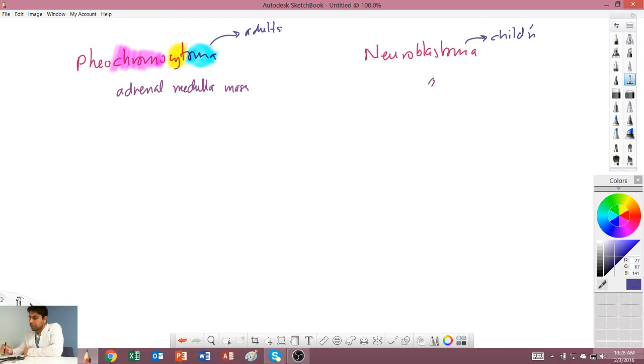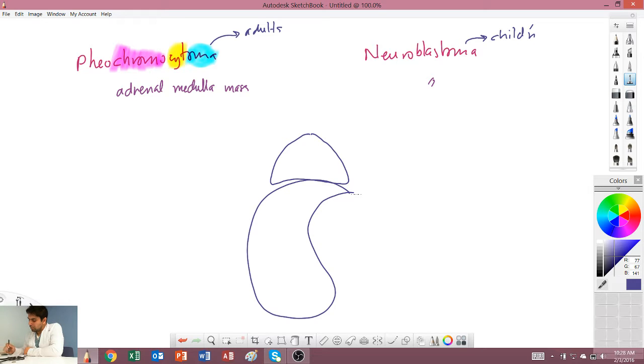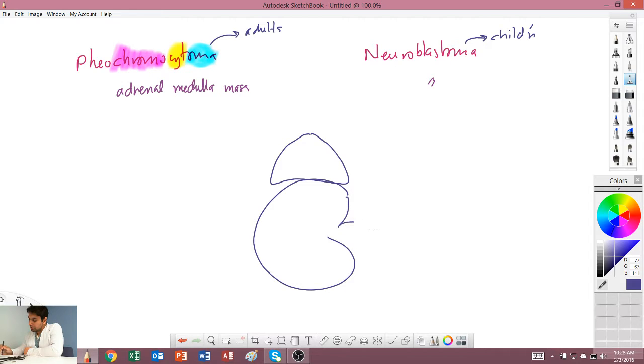I quickly have to tell you something, so please forgive me. The adrenal gland sits on top of the kidney. Whoa, that's horrible. I usually don't draw like that. It sits on top of the kidney, so it looks like a Smurf hat, or I'll just call it a French hat. French people have this kind of hat.